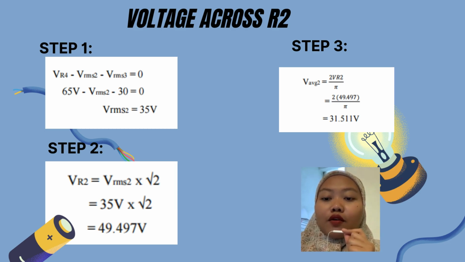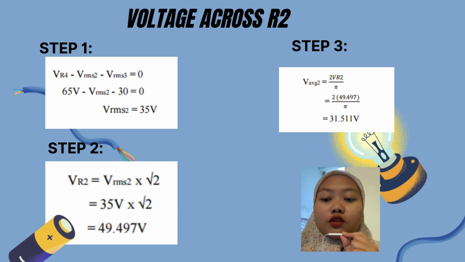For step 1, VR4 minus VRMS2 minus VRMS3 equals 0. And for the last, we got that VRMS2 equal to 35 volts. Okay, then for step 2, we know that the VRMS2 equal to 35 volts. We need to change the value into the normal voltage.